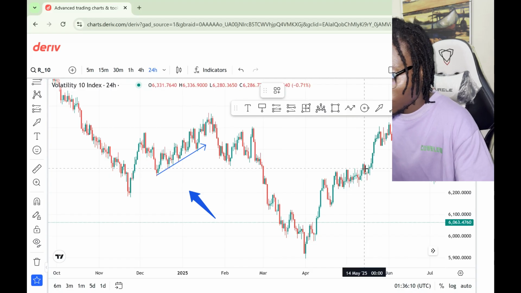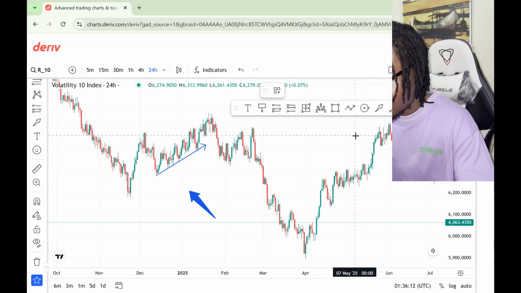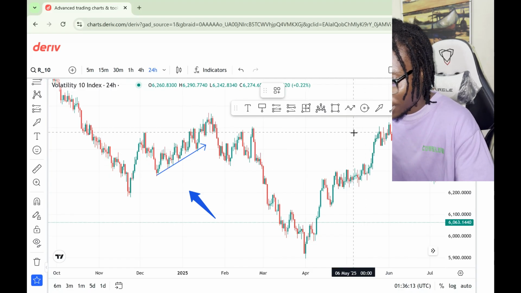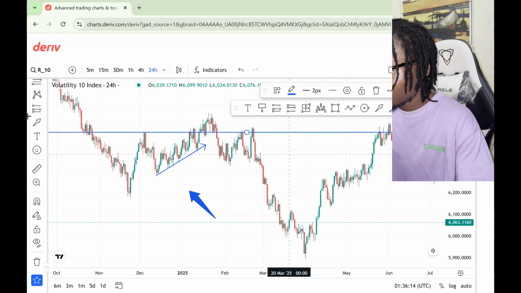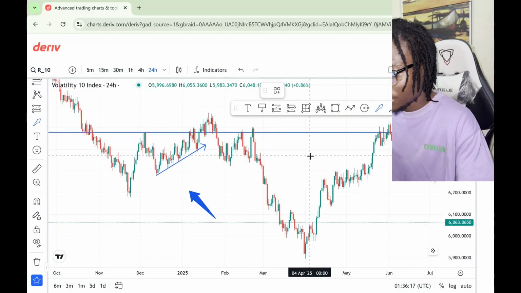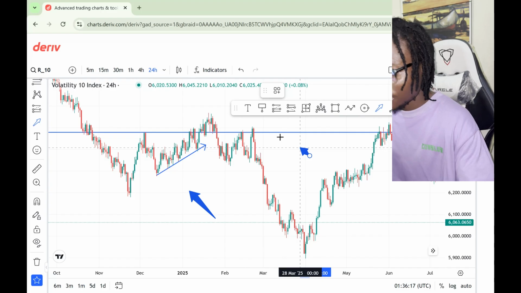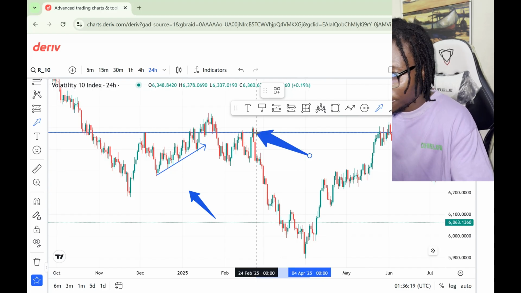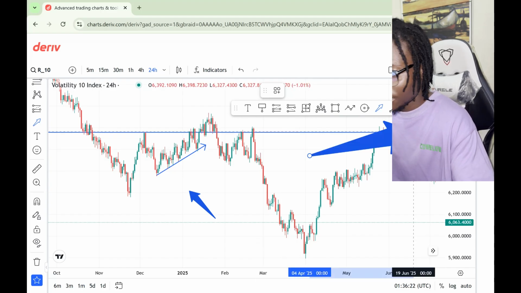Now let's go to support and resistance liquidity. So here is the support and resistance liquidity, whereby this is a resistance liquidity. Okay, you can see it. We have 1, 2, 3, 4, 5, 6. So this is a resistance liquidity.